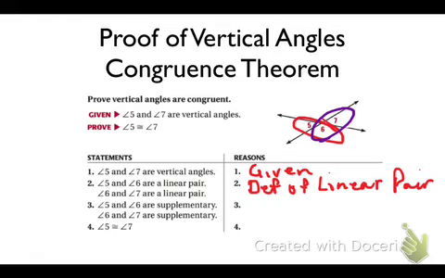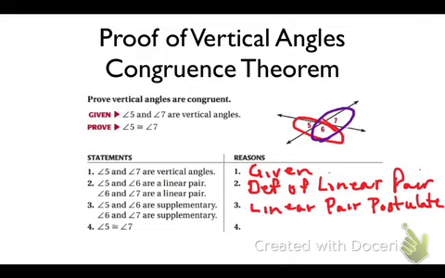Well, we just talked about that. That comes from the linear pair postulate that says if two angles are a linear pair, then they are supplementary. Good.